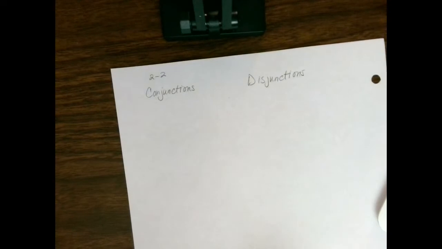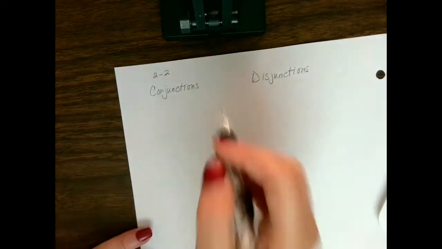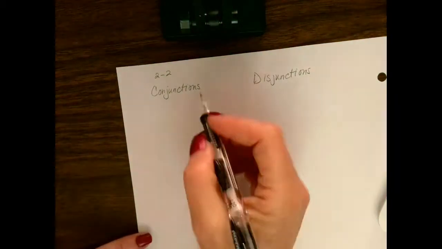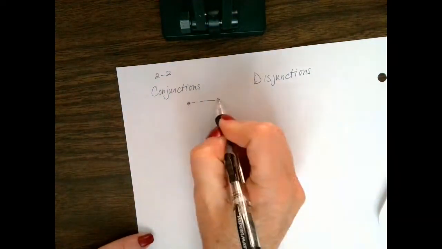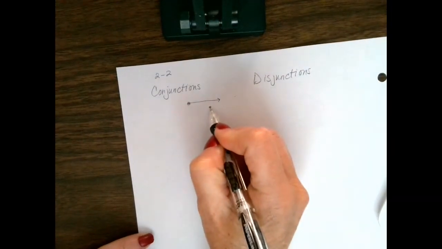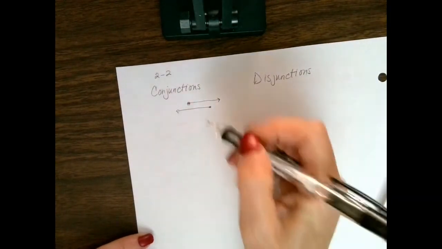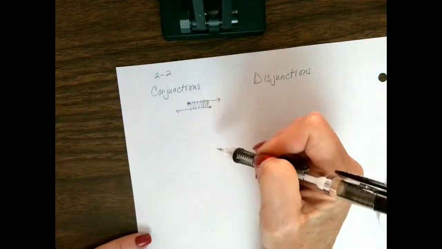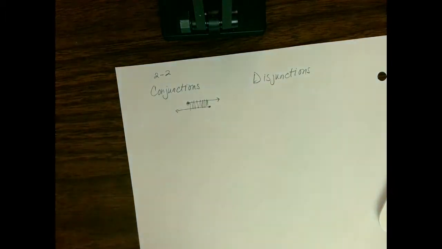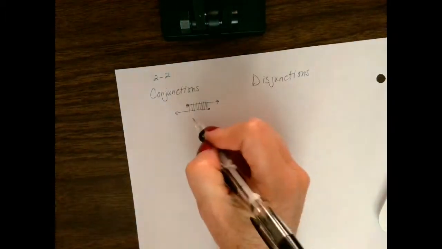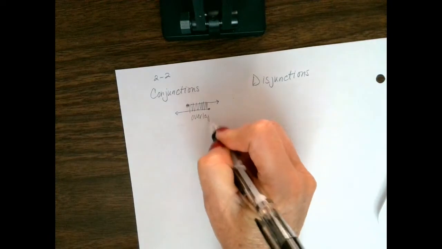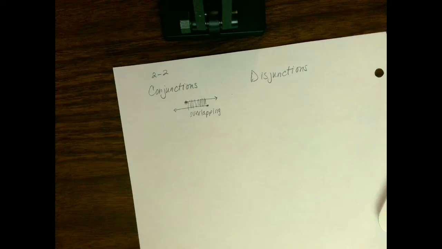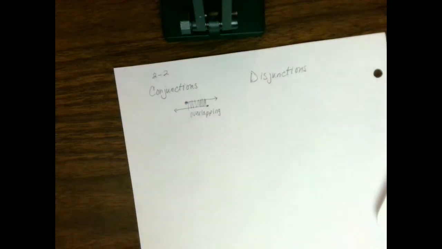In math terms, conjunctions tend to be things that have something in common. Like if I had a graph that was going this direction and I had a graph that was going this direction, what a conjunction is, is what part of the graph do they have in common? Okay, so with conjunctions, we're always looking at what is the overlap or what is true about both of the inequalities.